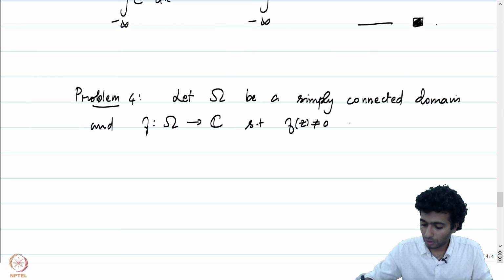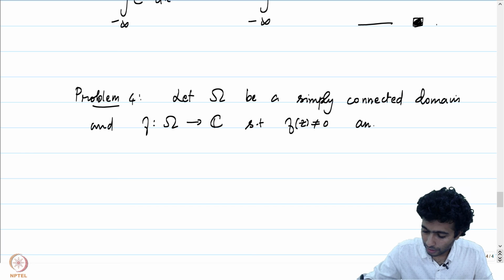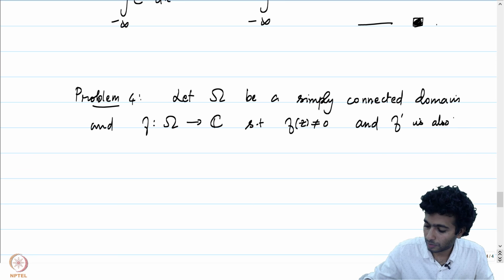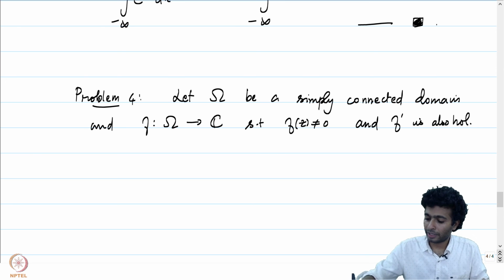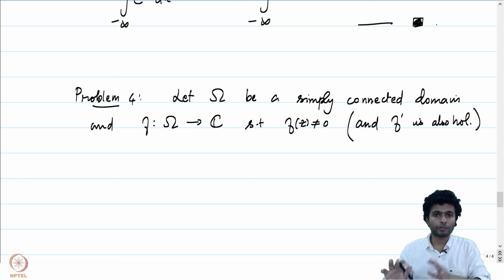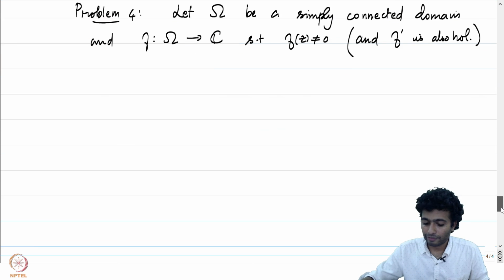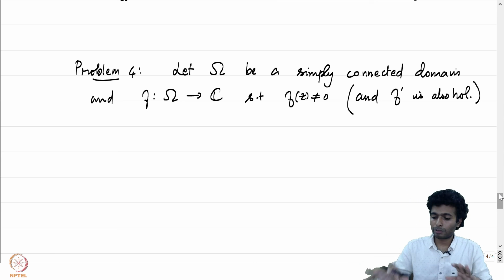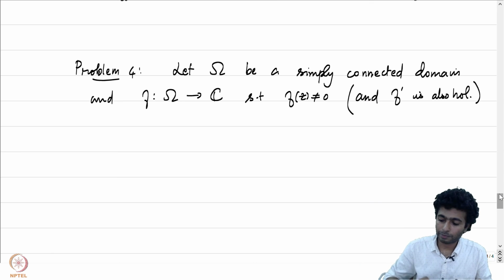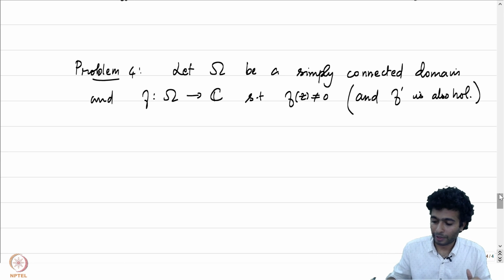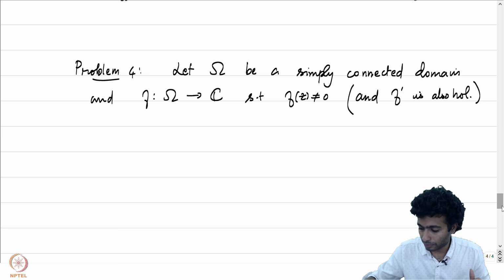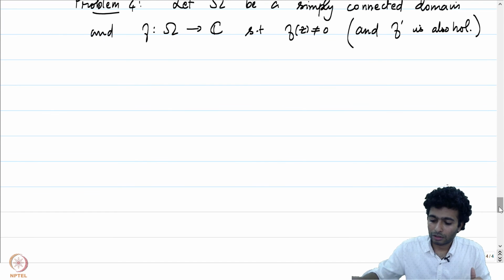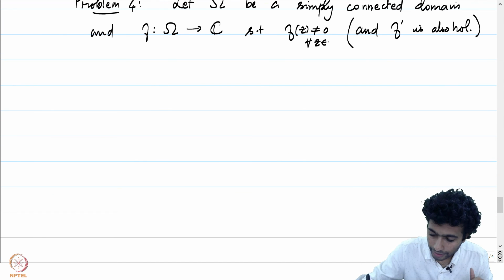And let's put one more condition that f prime is also holomorphic. I would like to mention at this point that this is a redundant condition which we will be proving very shortly. If f is holomorphic, we will be able to show that f prime is also holomorphic. So I didn't have to put this condition into the hypothesis, but as of now we have not proved that f holomorphic implies f prime is holomorphic, so let me just put that into the hypothesis here. So this is for all z in omega.